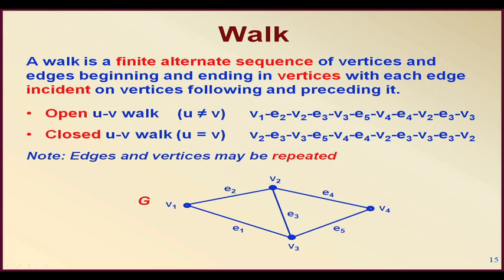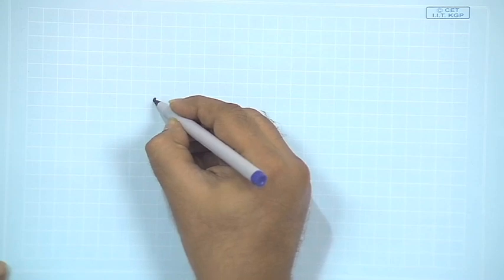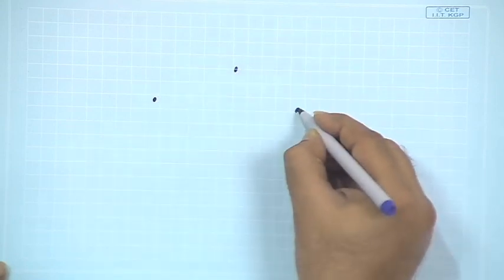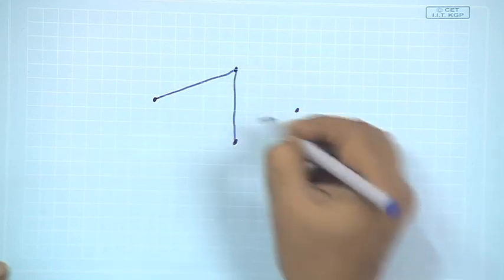The first one is a walk. Now, what is a walk? A walk is a finite alternating sequence of vertices and edges beginning and ending in vertices, with each edge incident on the vertices following and preceding it. Now, I do not know what you really understood from this definition, but let us try to see what it is by looking at a particular graph. Let us take a very simple graph.